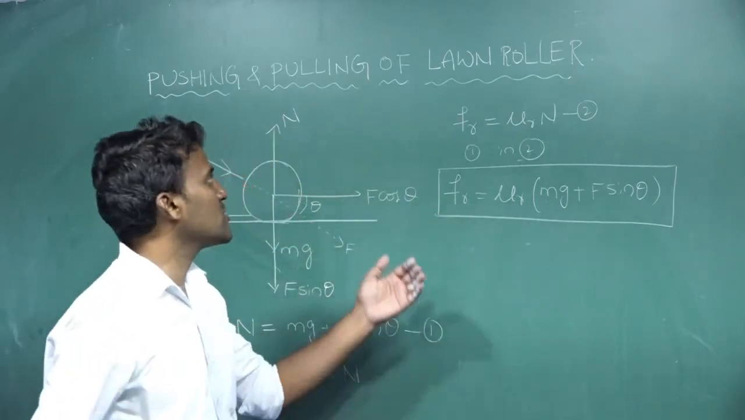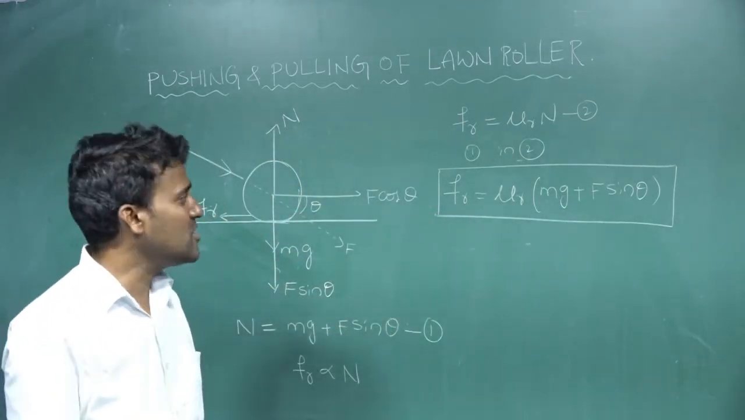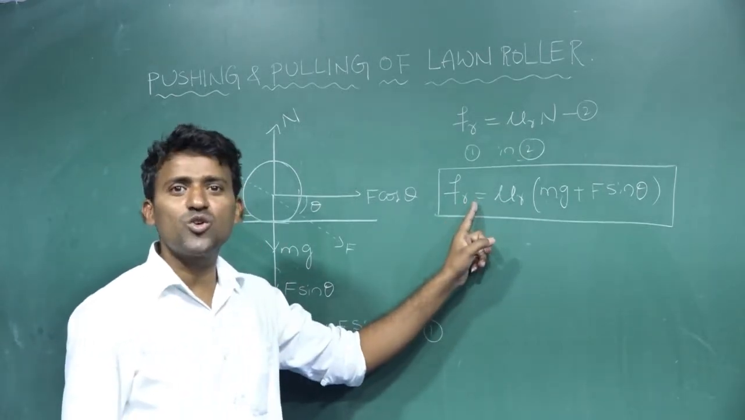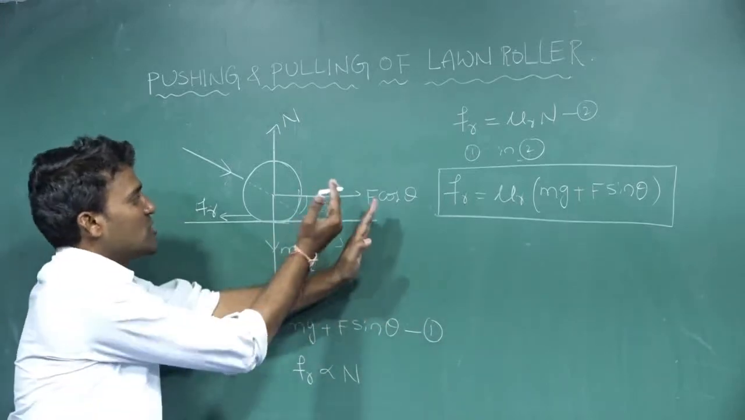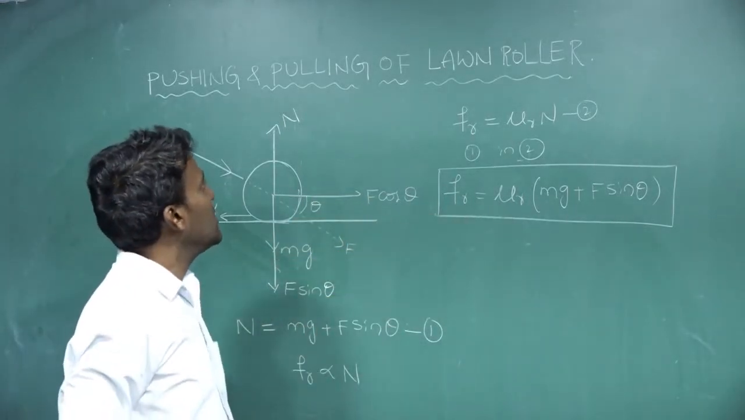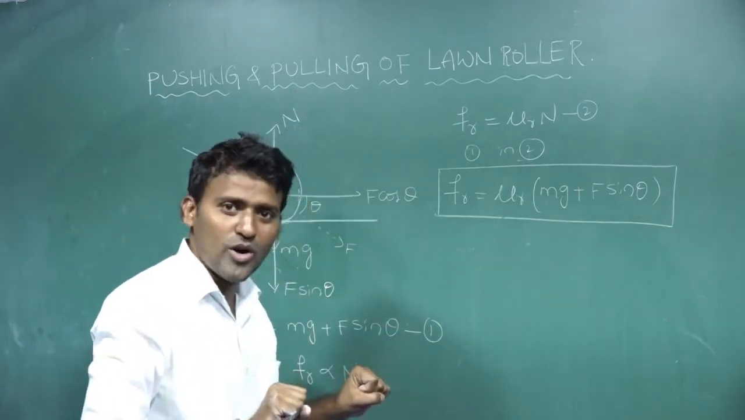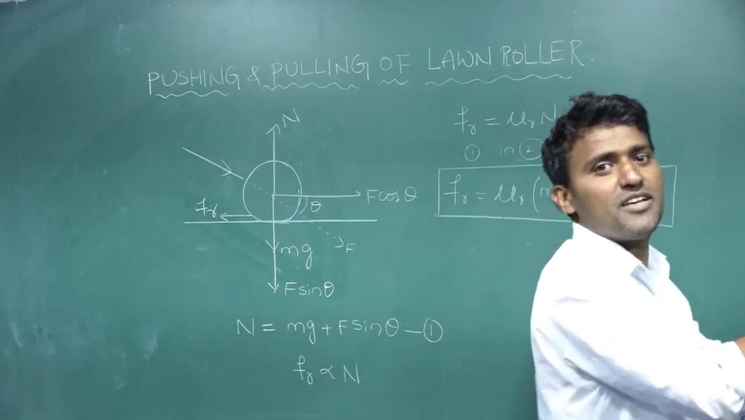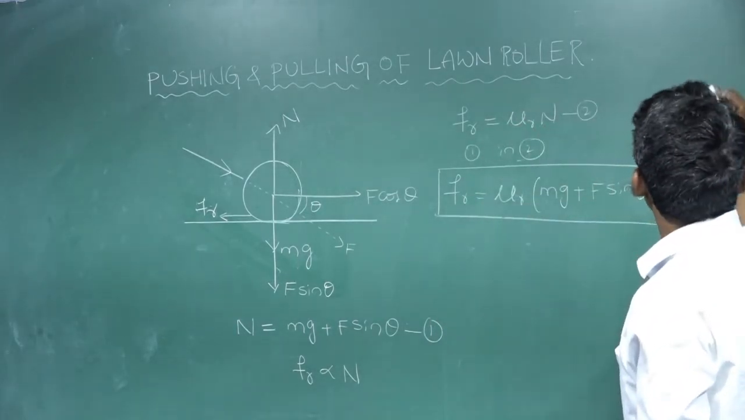This is the opposing rolling frictional force when you are pushing the land roller like this. Next one, pulling. Pulling means you have to take the handle and move like this. That is the pulling. Now I am talking about the pulling.